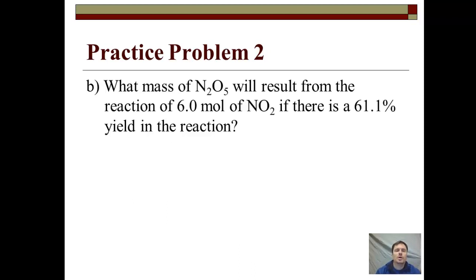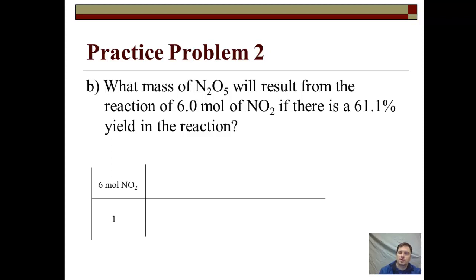Part 2 says what mass of N2O5 will result from the reaction of 6 moles of NO2 if there was a 61.1% yield. So not the 80% that we saw in the previous part of this, but only 61%. We start the same way with our given, that's 6 moles of NO2. Now we go from moles of NO2 to moles of N2O5. Remember, that was a ratio of 1 mole of N2O5 to 2 moles of NO2. But it's asking for mass, so we have to go from moles to grams. So we use our formula weight there.